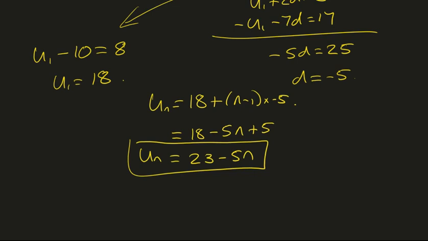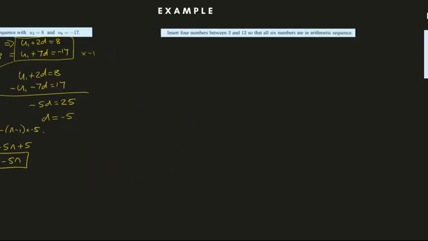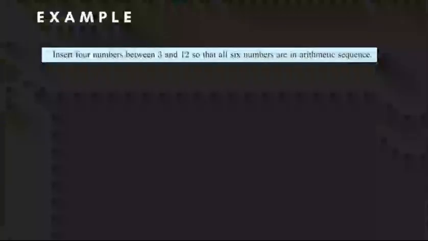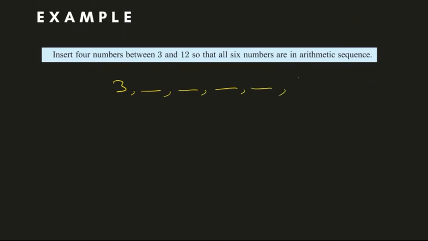There we are. Right, one more quick example. Insert 4 numbers between 3 and 12 so that all 6 numbers are in an arithmetic sequence. Okay, so let's just think about this a second. We've got to find 4 numbers. There we are. We know u1, let's write that down, is 3. And we know that u6, 1, 2, 3, 4, 5, 6, so u6 is 12.